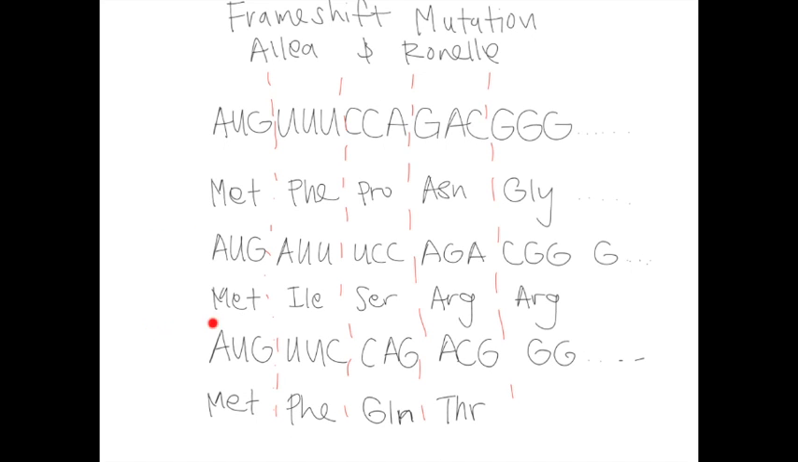Here we have an example of frameshift mutation where we inserted adenine somewhere onto the RNA strand. The reading frame is shifted after this point of insertion, which changes the identity of the following amino acids from phenylalanine to isoleucine, from proline to serine, and so on.